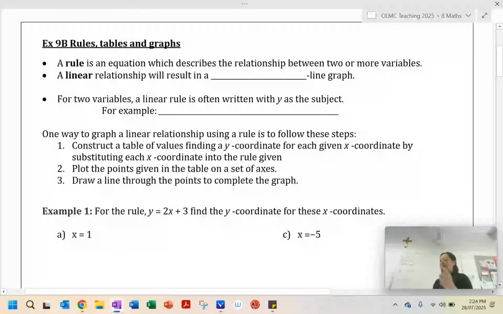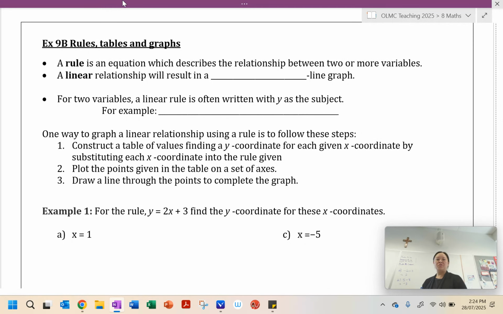So basically today we are looking at building up this idea of linear graphs, right? So we're going to do some highlighting together. So grab your highlighter. Okay.